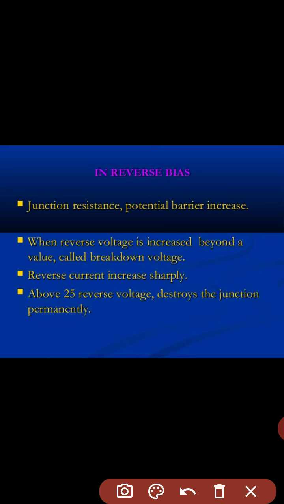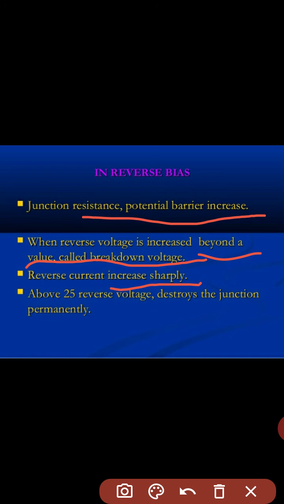Then in the case of reverse bias, the junction resistance and potential barrier increase when the reverse voltage is increased beyond a value called the breakdown voltage. Reverse current increases sharply. Above 25 volt, the reverse voltage destroys the junction permanently. Breakdown occurs and therefore the diode may get damaged.